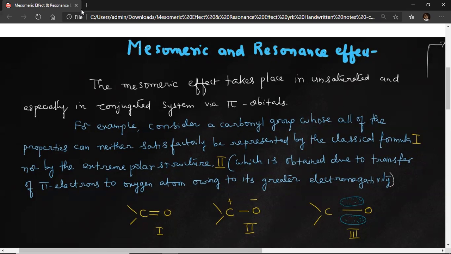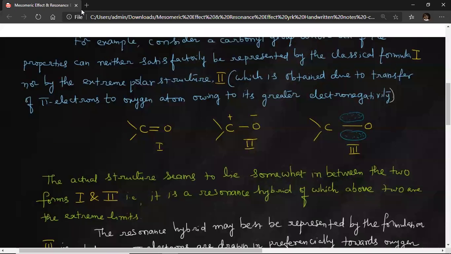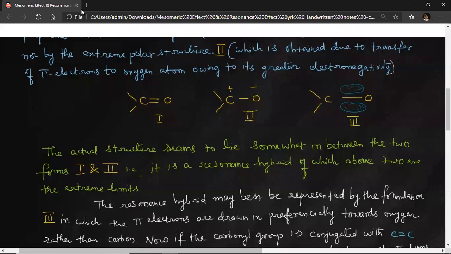But when you see the third picture, it is quite different. That means the actual structure is the third structure. It seems to be somewhat in between the first and the second forms. It's a resonance hybrid of which the above two are extreme limits. So the resonance hybrid is best represented by our third structure, in which the pi electrons are drawn preferentially towards oxygen rather than carbon.